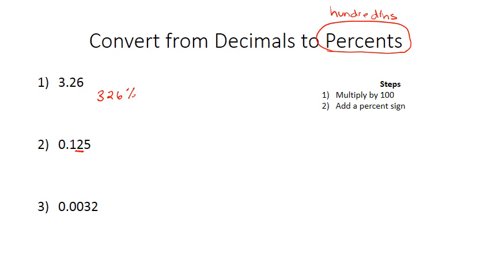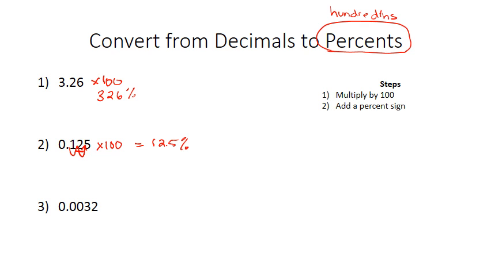So 3.26 would be 326%. And I got that by multiplying by 100. Same thing here, I'm going to multiply by 100. So I'm moving my decimal over 2 spots. So that is equal to 12.5%.